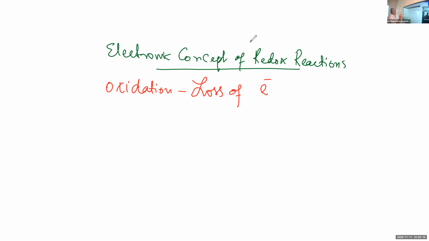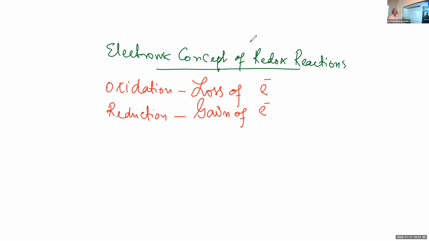While reduction is the gain of electron, or addition of electron. Oxidation is the loss of electron from a substance, from an atom or an ion or any species. Loss of electron is called oxidation, while reduction is the gain of electron or addition of electron.